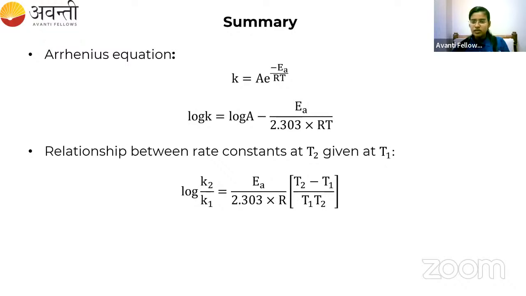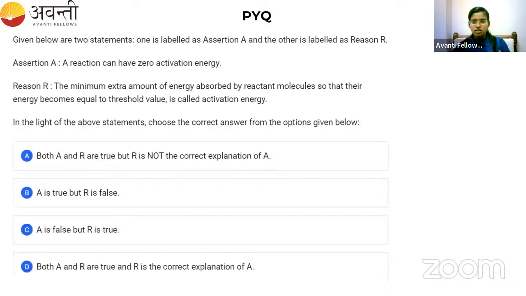Now from this topic, we will try to solve a previous year question. This question is of assertion reason type. Can you guys go for it? Assertion says a reaction can have zero activation energy. Is the assertion correct or wrong? Is it true or false? What do you guys say? Assertion is correct or wrong?